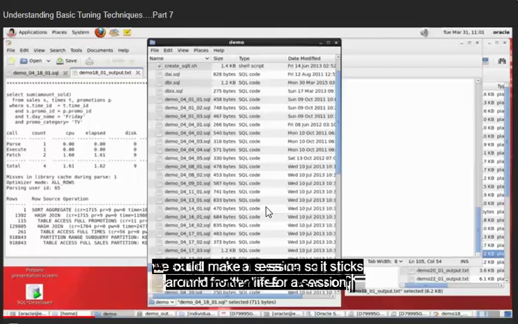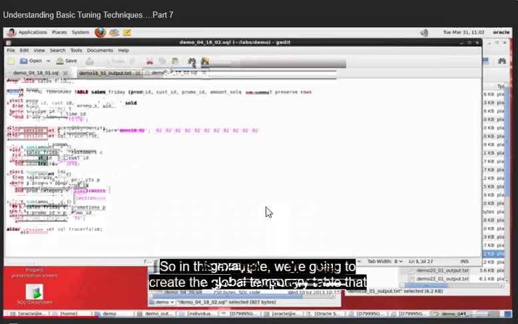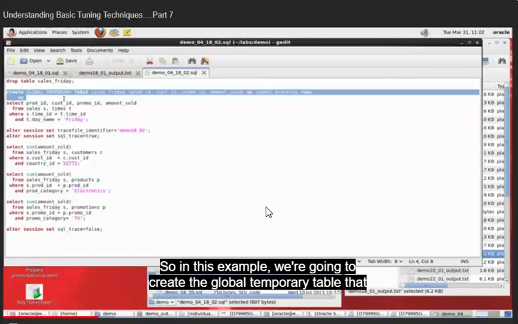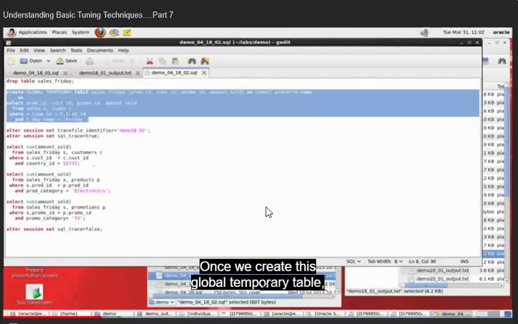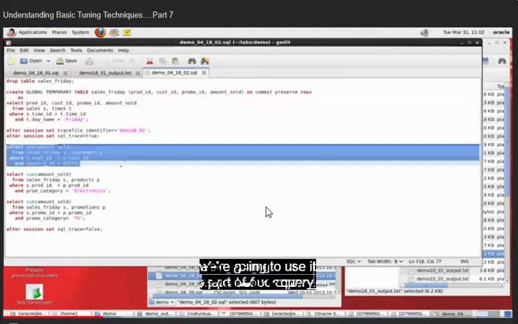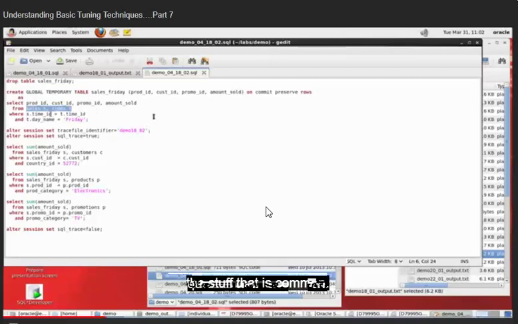So in this example, we're going to create the global temporary table that has the basic query that everybody uses, all three query users in it. Once we create this global temporary table, we're going to use it as part of our query. The global temporary table does the join of the sales and the time table to get the equal join, because that's the stuff that is common. The extra information we're getting from additional tables. So what we're going to do is create that global temporary table.